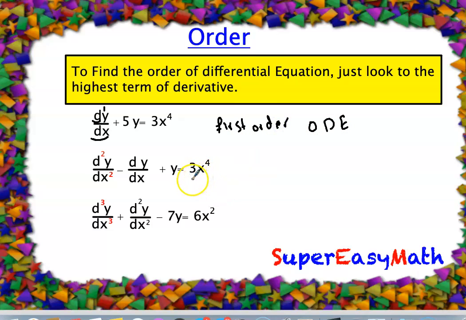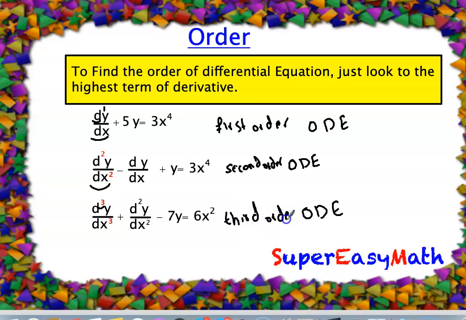Same here, it's an ordinary differential equation because here we have d, not delta. To find its order, just look at the highest derivative. Here we have 2, then it is a second order ordinary differential equation. The same here, it's an ordinary differential equation, so ODE. We have here 3, so the order is 3, so it's a third order ODE.